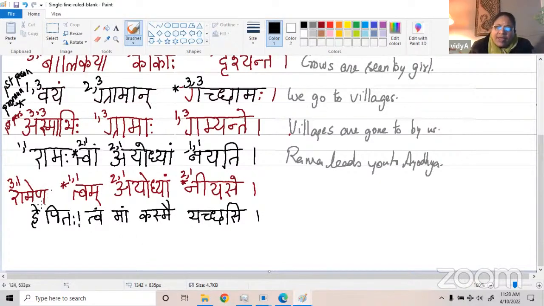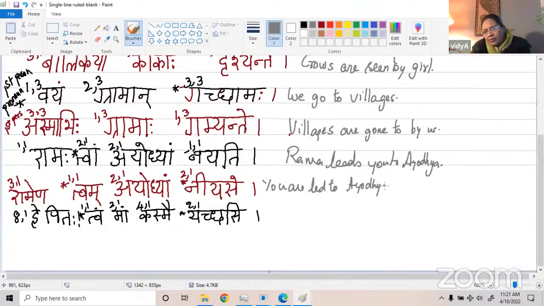He pitaha, pitaha is 8-1. Tvam is 1-1. Mam is 2-1. Kasmai is 4-1. And yachasi, because tvam is the subject, yachasi is also 2-1. Tvam mam kasmai yachasi. So just as you are led to Ayodhya by Rama, here, unto whom are you giving me?